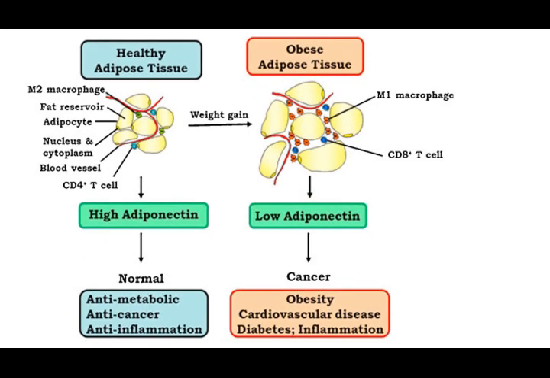Then we have adiponectin, which is another hormone released by adipose tissue. In healthy adipose tissue, there will be high adiponectin, which is responsible for its anti-metabolic, anti-cancer, and anti-inflammatory effects. Whereas low adiponectin in obese tissues can lead to obesity, cardiovascular disease, diabetes, and many inflammatory processes. So that is about adiponectin.